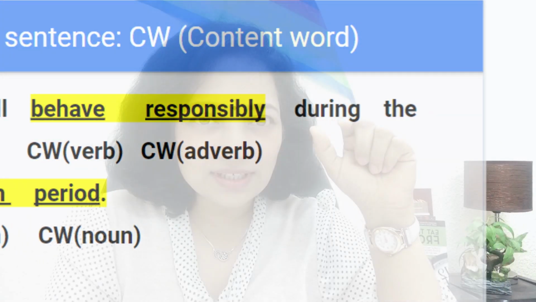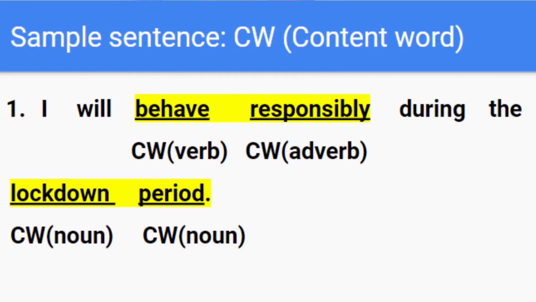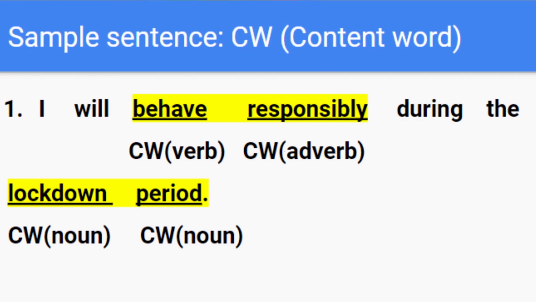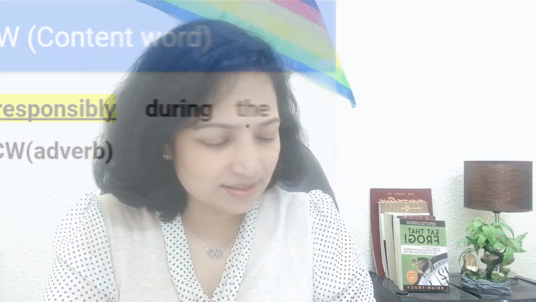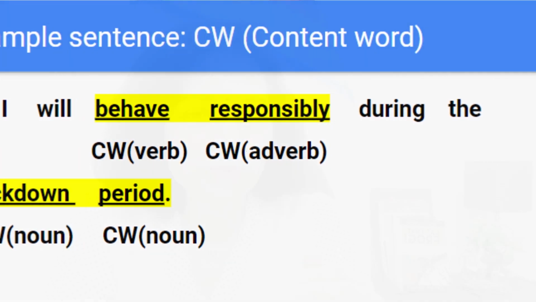You see, if you remove these words, what remains? I will during the, is there any meaning? Now, the content words provide the meaning. Now, if you remove the grammatical words, look at the sentence. Behave responsibly, lockdown period. Still you can convey the meaning, yes? So that is the purpose of content words. But to make a complete meaningful sentence, we need to say the full sentence.